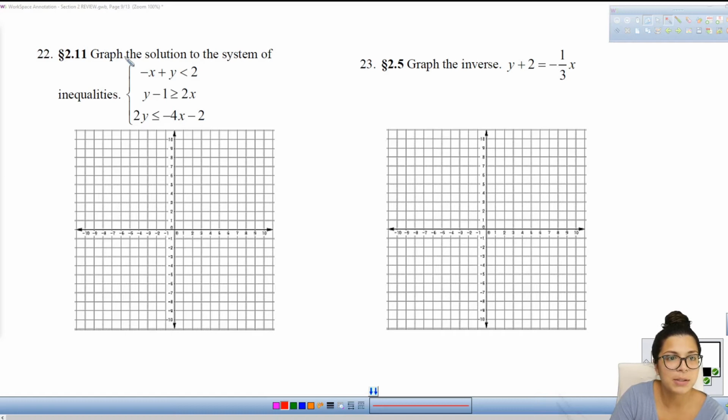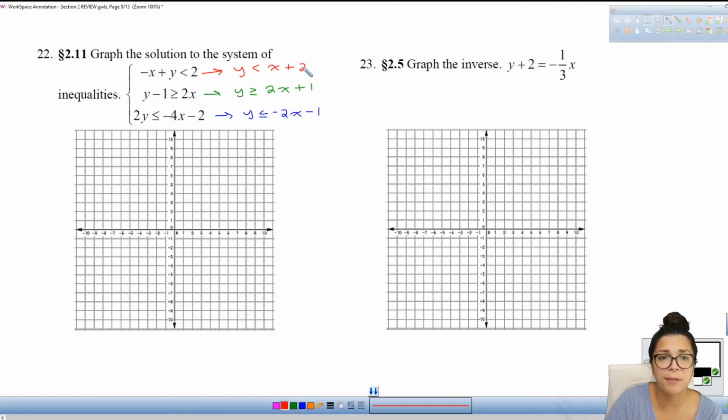Okay, so number 22, we're going to graph the solution to the system. So this is another system. It's just now we have more than 2 inequalities. We have 3 inequalities. So let's go ahead and isolate y on each of them. So for the first one, we would add x on both sides. So we end up with y is less than x plus 2. On the second one, we need to add 1 on both sides. So we end up with y is greater than or equal to 2x plus 1. And then on the last one, we need to divide every term by 2. So we end up with y is less than or equal to -2x minus 1.